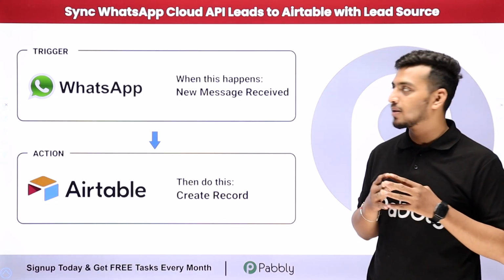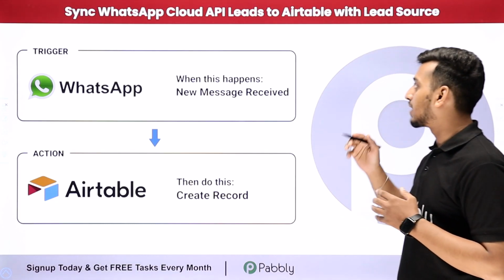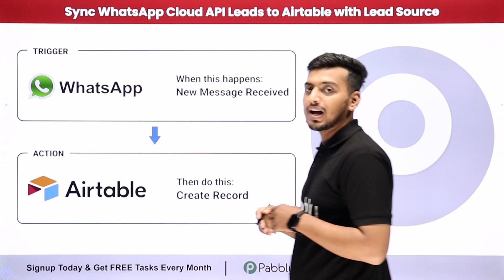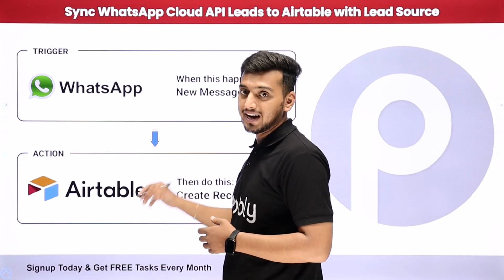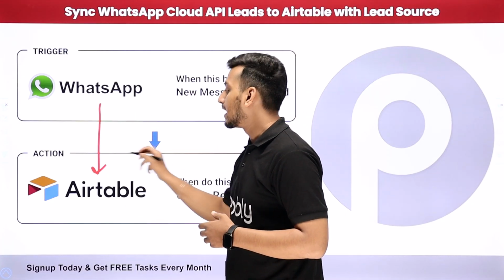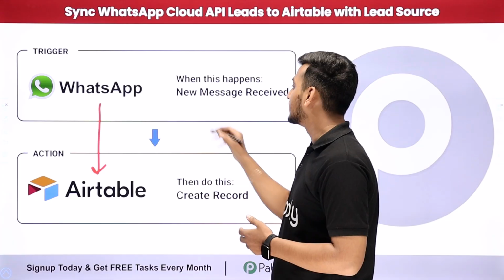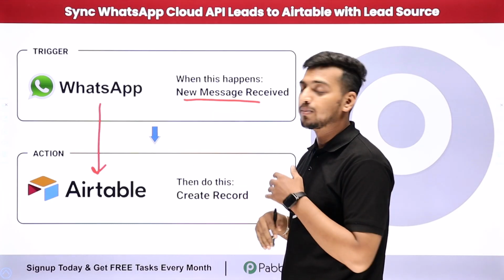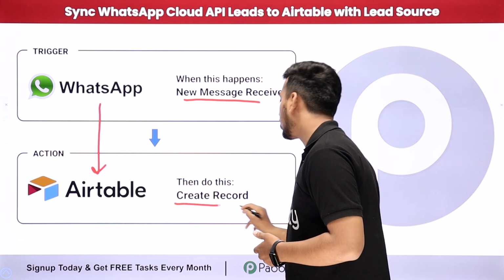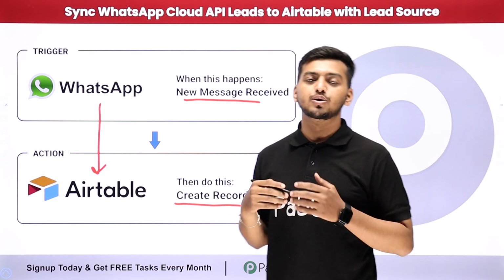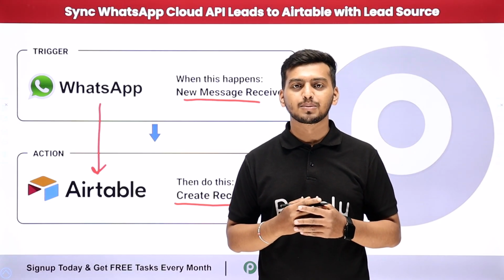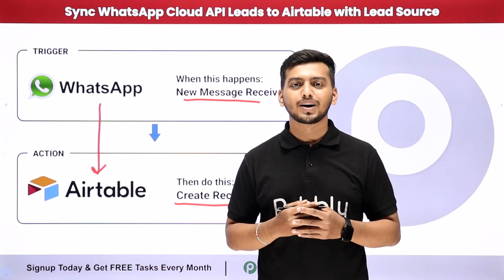Today I am going to demonstrate how you can sync WhatsApp Cloud API leads to Airtable with lead source. In this video, I am going to integrate WhatsApp and Airtable with the help of Pabbly Connect. After that, whenever I receive a new message on my WhatsApp account, all those details will automatically get created as a record in my Airtable account. So now, to show you a step-by-step process of how I am going to create this amazing integration, let me take you to my screen.